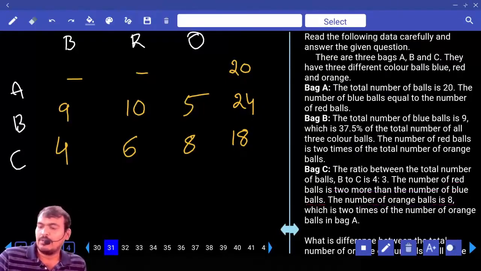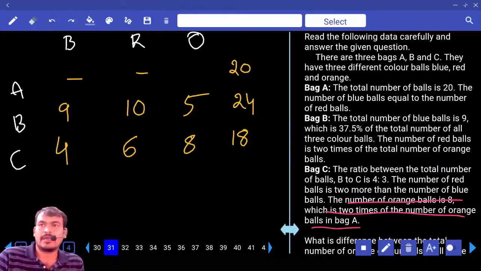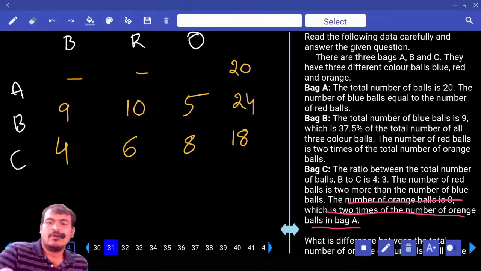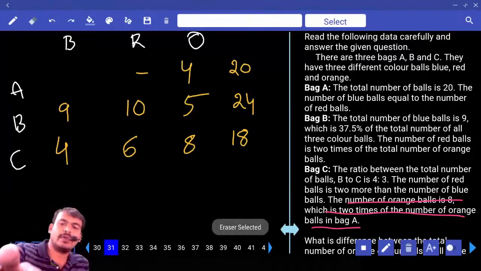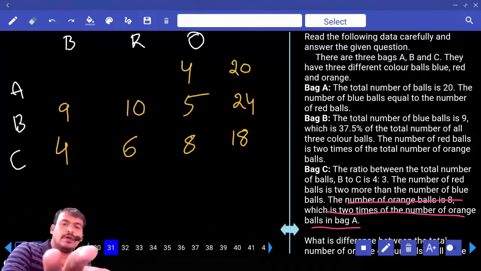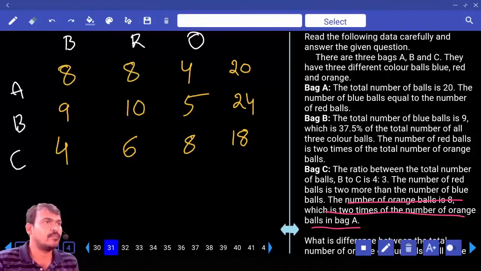Next, one more: the number of orange balls is 8, which is 2 times of which one? Number of orange balls in bag A. Means 8 is 2 times the bag A value. What is the 2 times value? 8. Then 1 time value? 4. If it is 4, then blue balls and red balls in bag A, each one is how much? 8. Because equal or different? Equal.